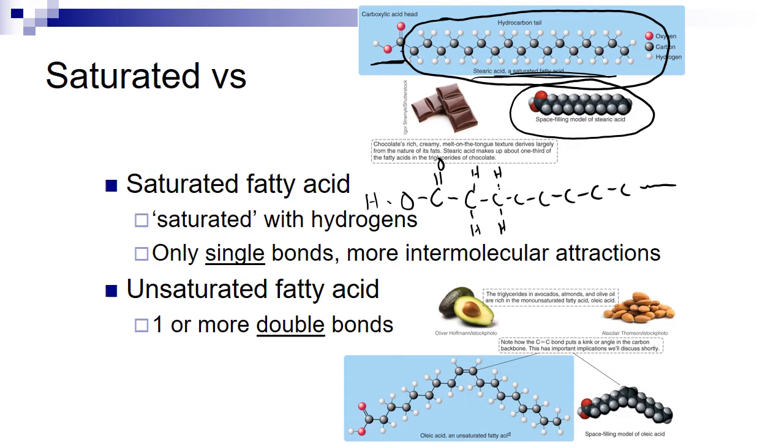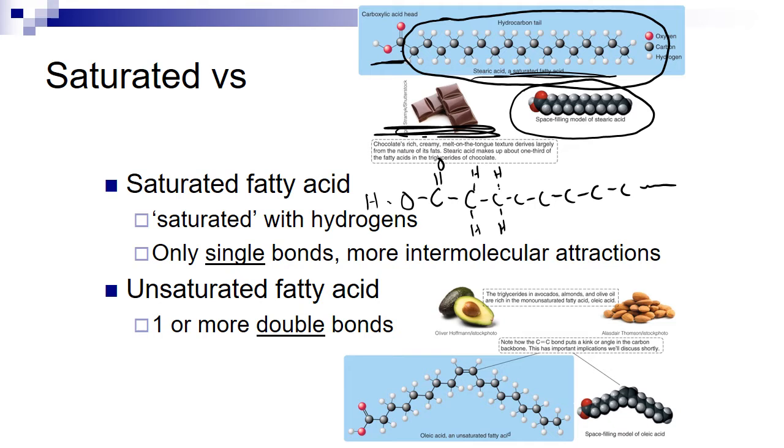Now also for this one, again, we're talking about that saturated fat. It's going to show an example of chocolate. It says chocolate's rich, creamy, melt on the tongue texture derives largely from the nature of its fats. Stearic acid makes up about 1/3 of the fatty acids and the triglycerides of chocolate.